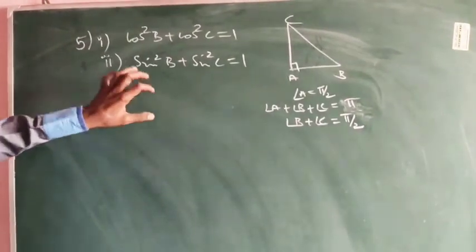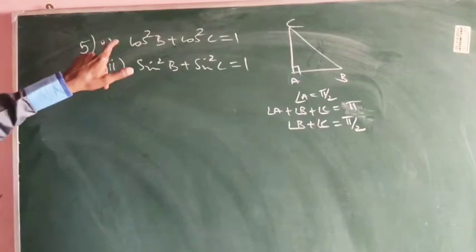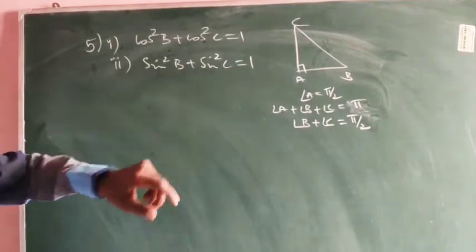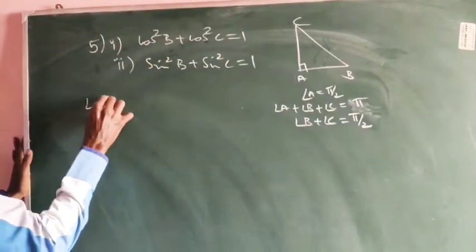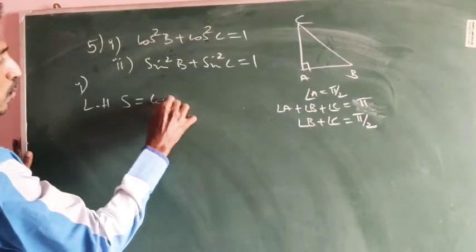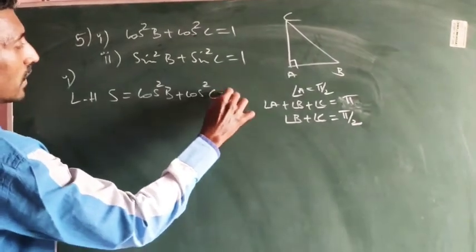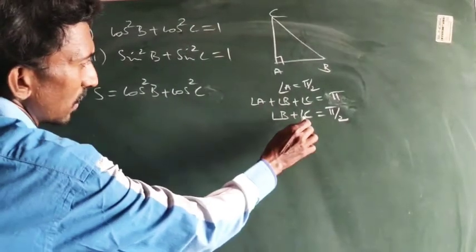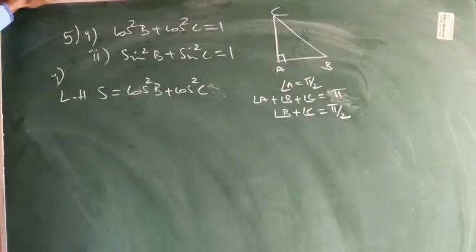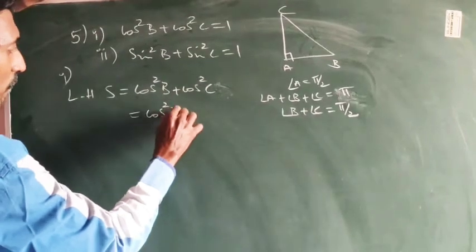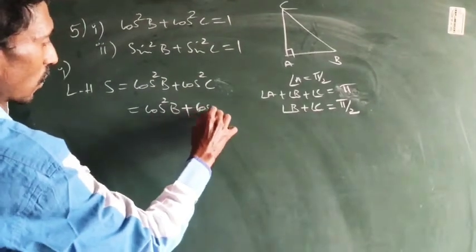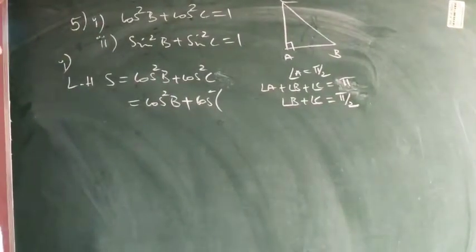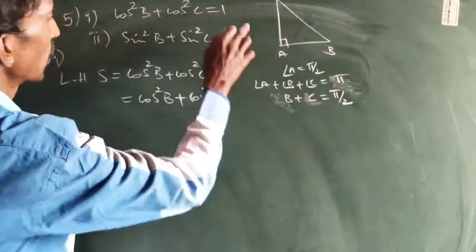There are 3 subdivisions. Now we are going to solve only the first 2. First subdivision: prove that cos square B plus cos square C equals 1, and the second one, sin square B plus sin square C equals 1. Take the first one, LHS: cos square B plus cos square C. Either you can write C as 90 minus B or B as 90 minus C. Keep the first term cos square B, since angle B plus angle C equals 90 degrees. Here no need to put the angle symbol because they are using only BC.